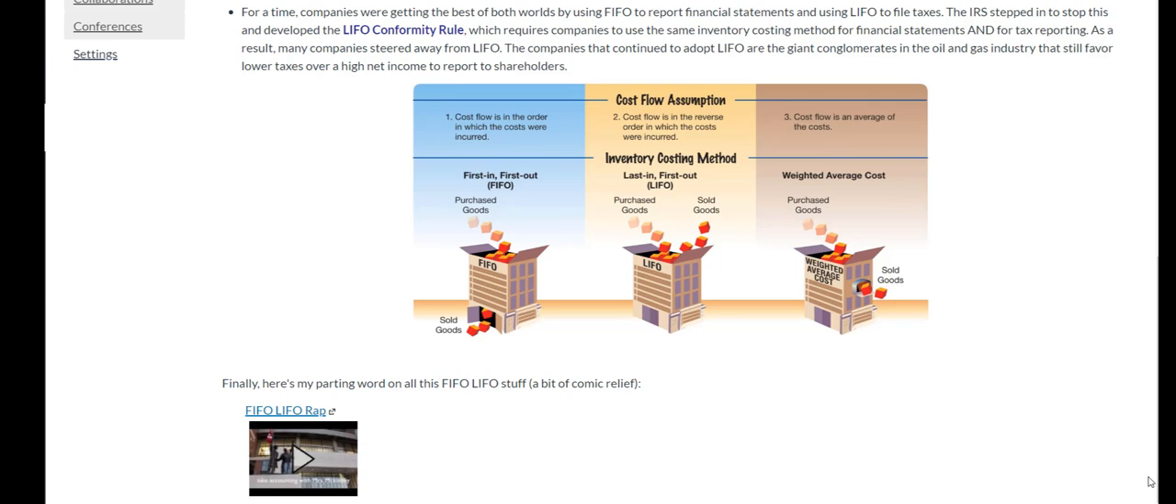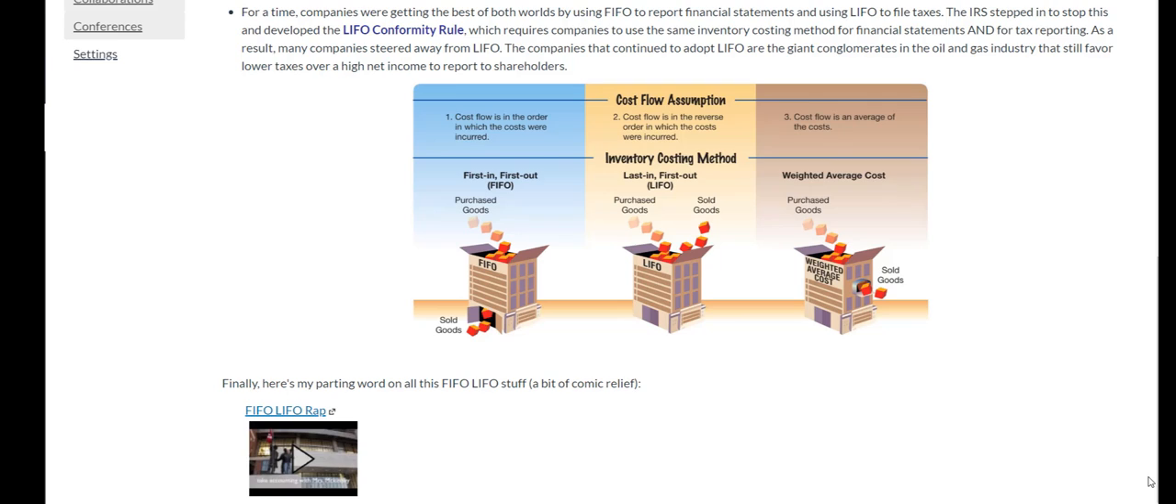Also, because these companies in the oil and gas industry are very powerful and have a very strong lobbying force in Congress, they are able to lobby to have LIFO as part of generally accepted accounting principles so that they can use it for their benefit, which is to pay less taxes.